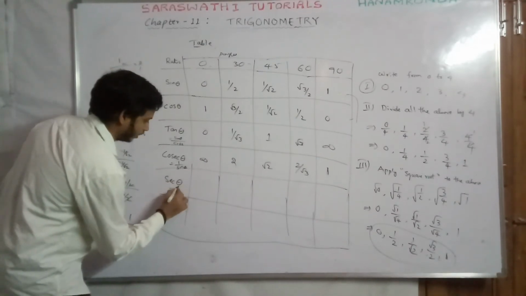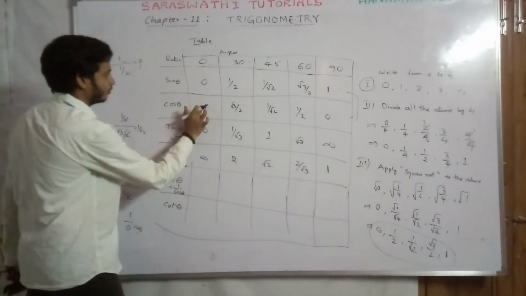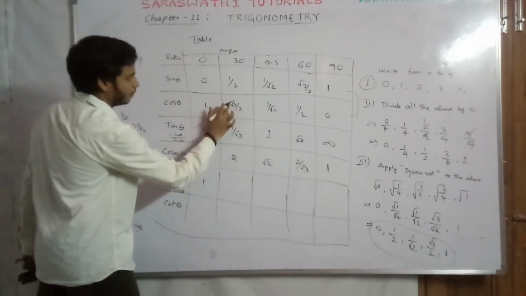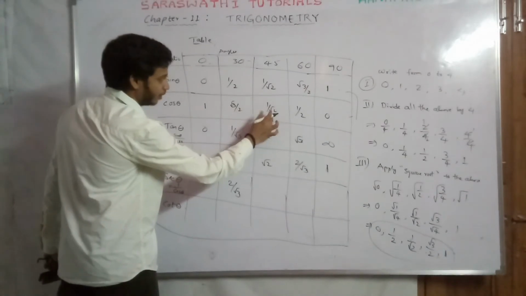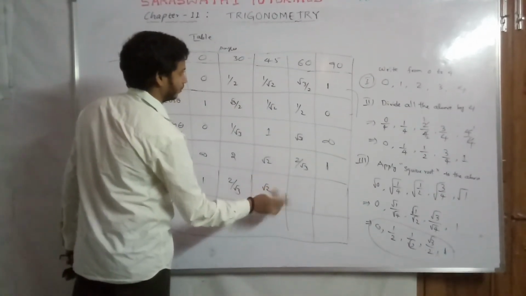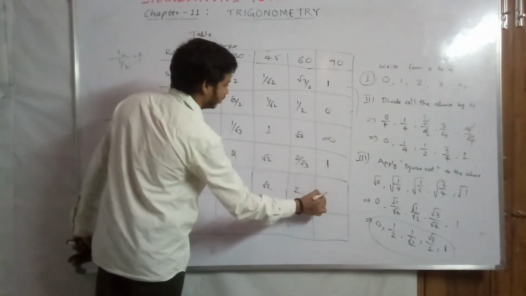Next, sec theta, which is the reciprocal of cos, that means 1 by cos. So 1 by 1 is 1, and 1 by root 3 by 2 is 2 by root 3. And 1 by 1 by root 2 is root 2. Then 1 by 1 by 2 is 2. And 1 by 0 is undefined.